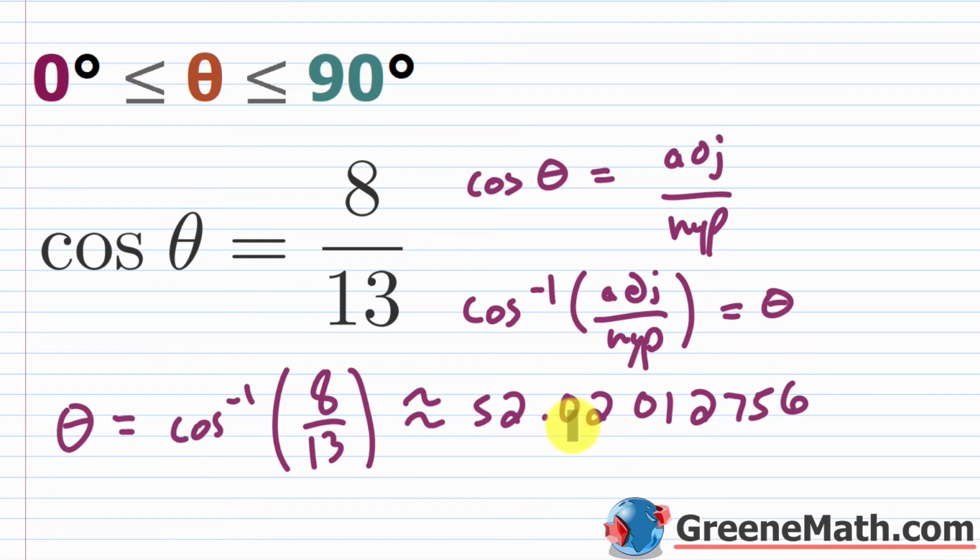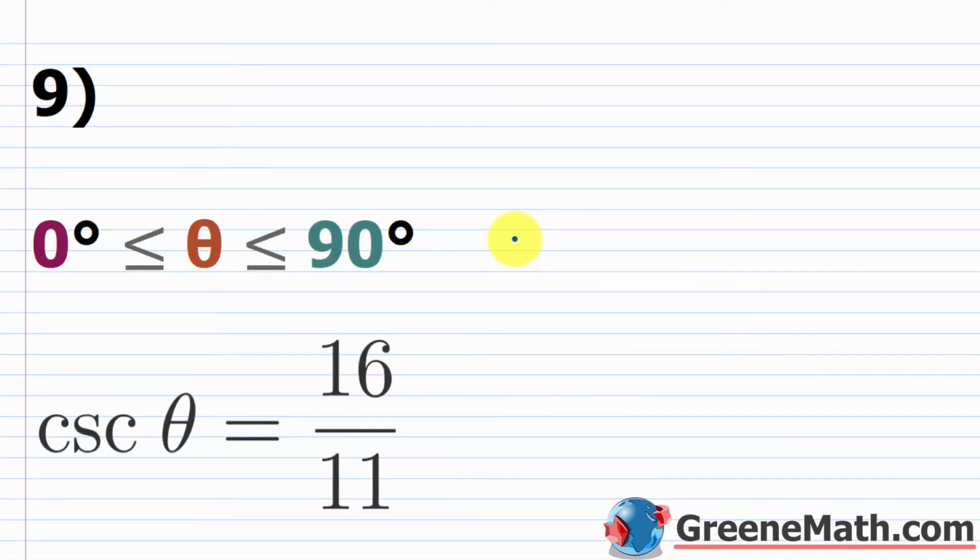So let's go to the 10,000ths place. So that's going to be right here. You can see that the digit that follows is a 2, so that 1 would stay unchanged, and we get rid of all this. And again, this is in terms of degrees. So my angle theta is going to be approximately 52.0201 degrees.